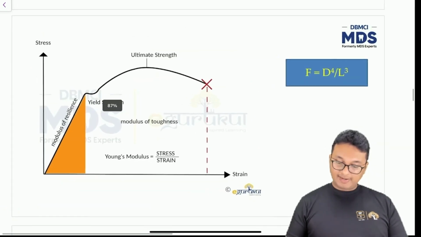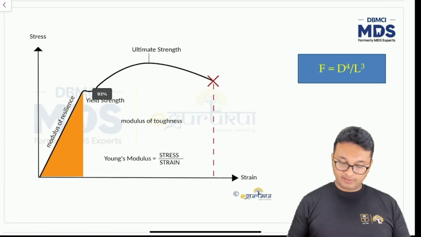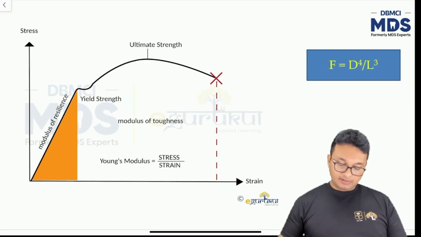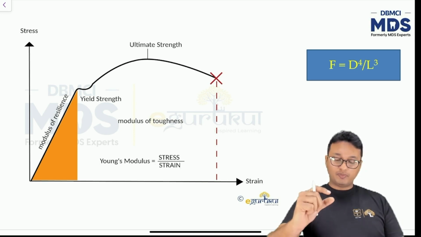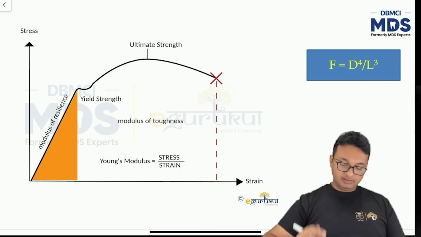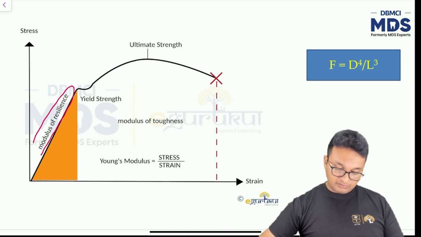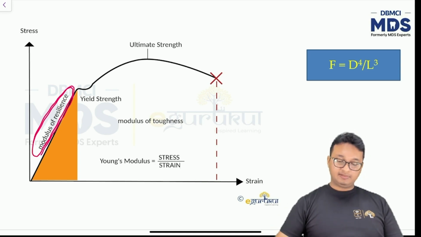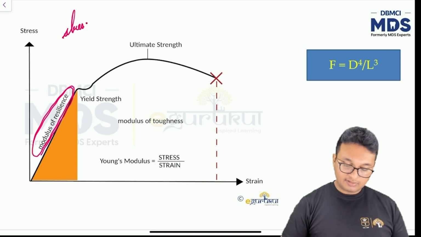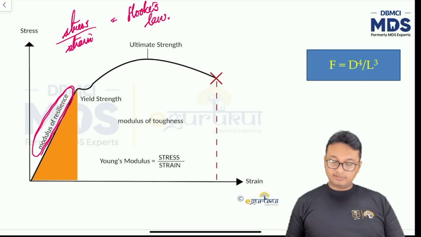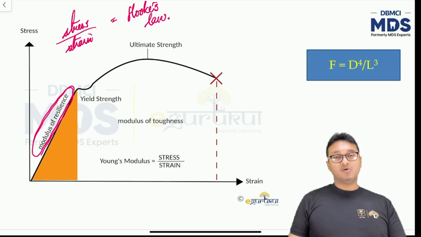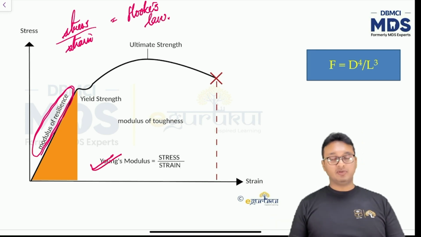All right. Now, looking at this particular diagram, this figure, this is again a stress strain curve. Now, this stress strain curve, till the point it is moving in a linear direction, the function of that is known as modulus of resilience, and stress upon strain is known as Hooke's law. Okay? And Young modulus is also known as Hooke's law, one and the same thing. Hooke's law and Young's modulus are the same.